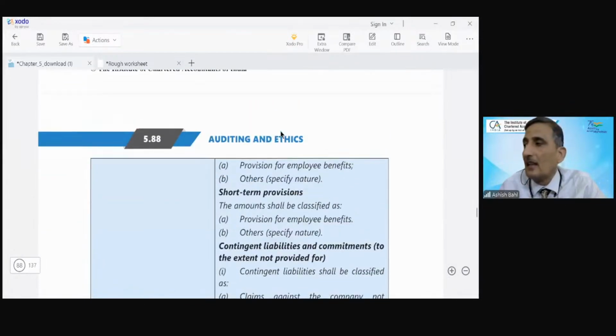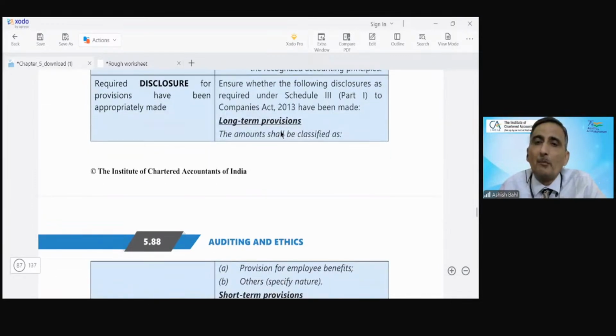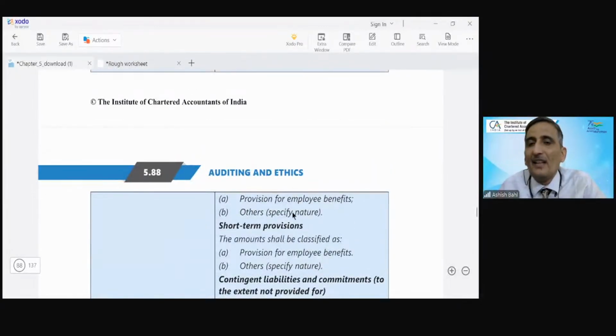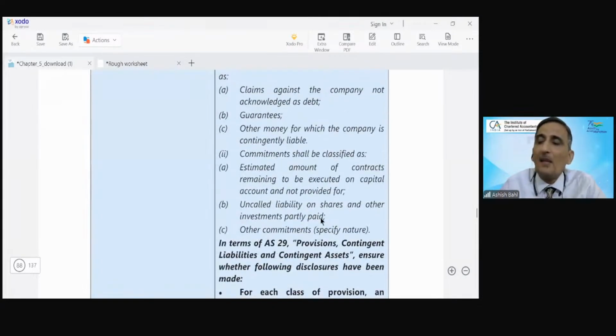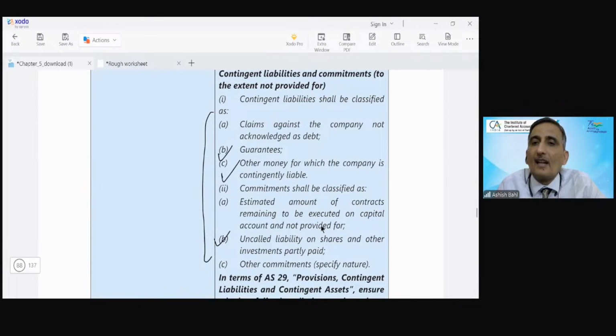And there are disclosure requirements in respect of provisions as well as in case of contingent liabilities in Schedule 3, Part 1, which you have to remember. So long-term provisions, short-term provisions, amount shall be classified as provision for employee benefits and other provisions. Similarly, short-term provisions are also to be classified as provision for employee benefits and others, specify nature. Now there can be different types of provisions, so the management would be writing separate heads which denote the nature of the provision. And contingent liabilities shall be classified as under: guarantees, uncalled liability on shares, other money for which company is liable, claims against a company not acknowledged as debts. So these are disclosure requirements of Schedule 3.